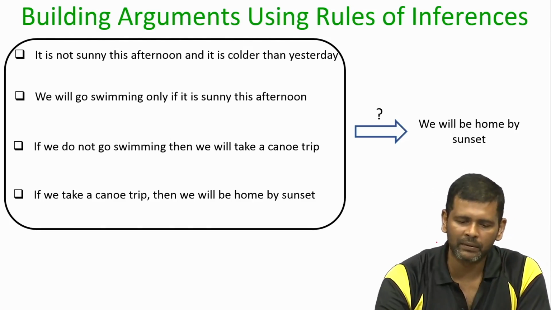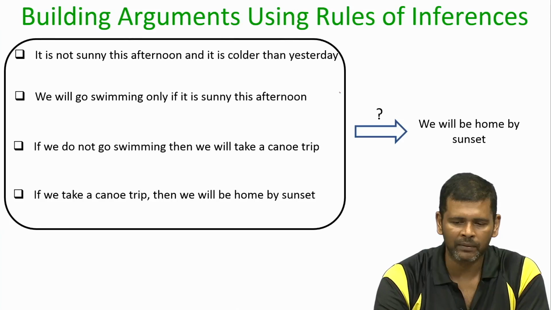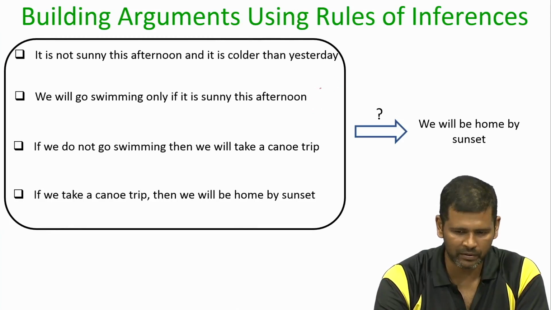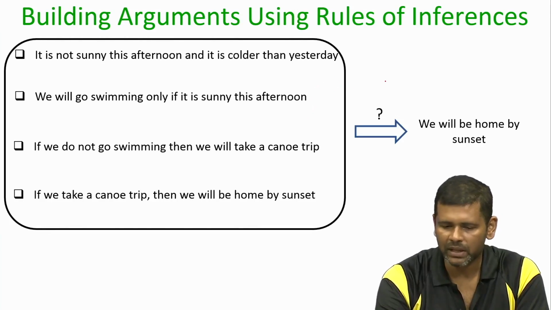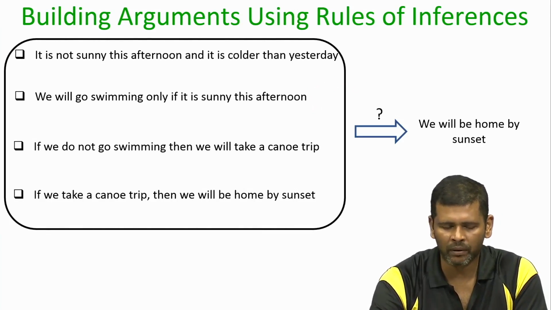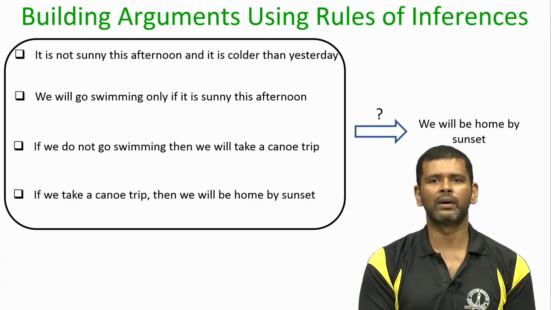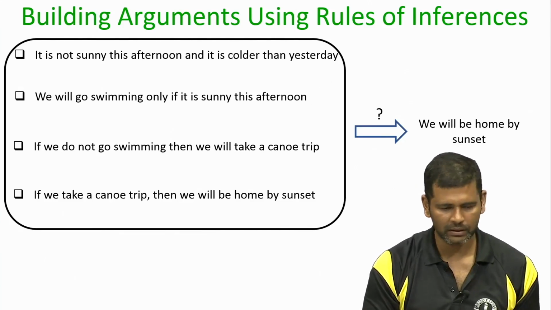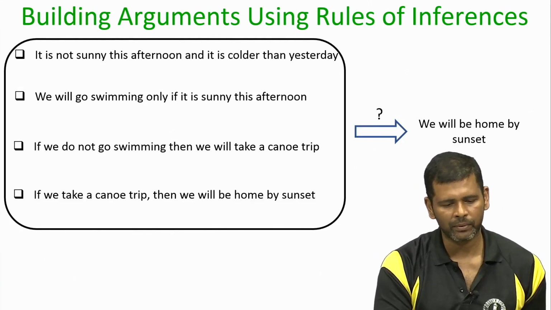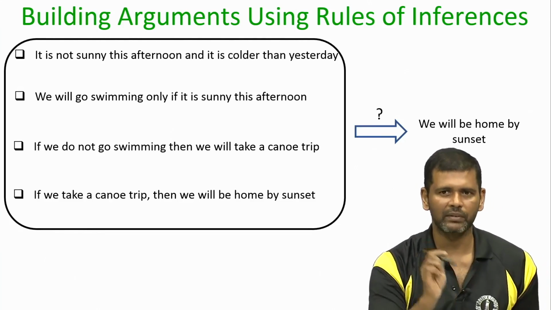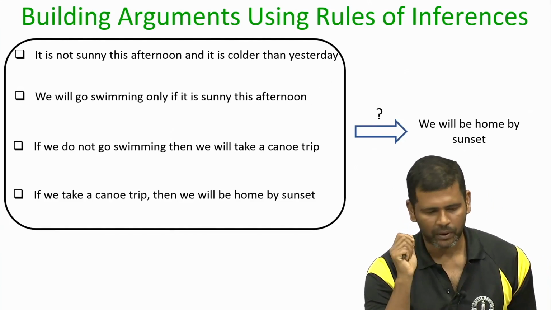So, imagine I am given this English argument, a bunch of 4 statements, 4 premises, and based on these 4 premises I am trying to draw a conclusion here. The first thing that I have to do is write down the abstract argument form, and for doing that I have to convert each of these English statements into some compound proposition.